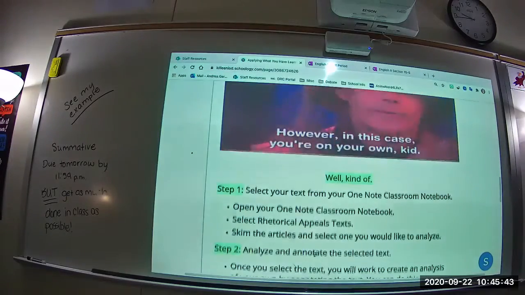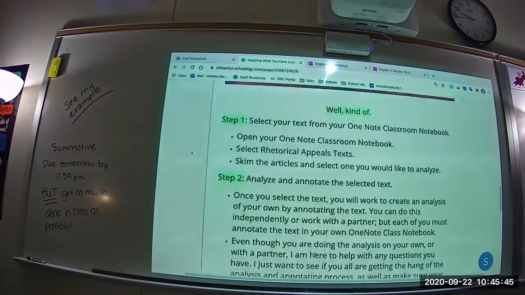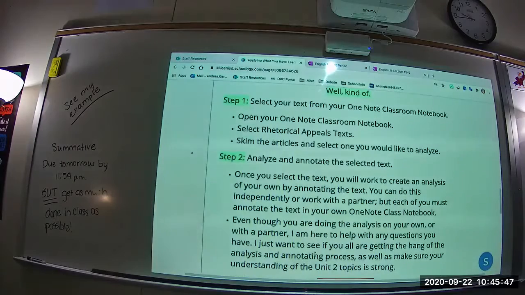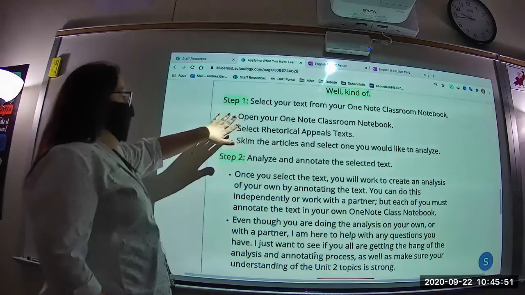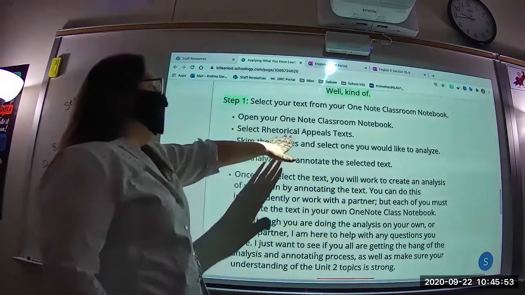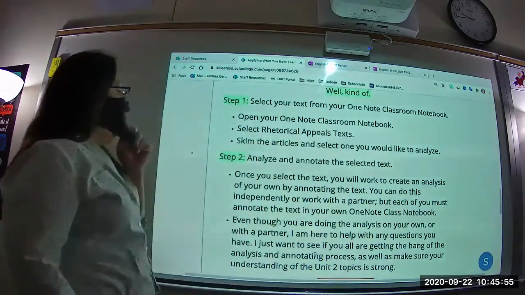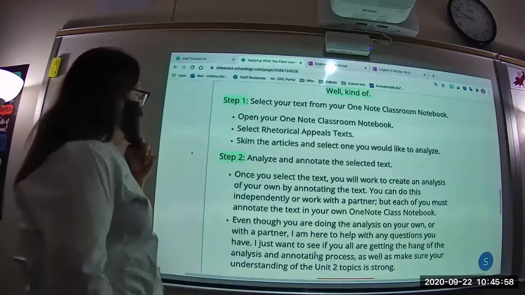So you're going to be doing this on your own, well, kind of, because what you're going to do is select your text from the OneNote classroom notebook, and I'm going to show you in a minute. You're going to open the notebook and use the rhetorical appeals text, and then skim the articles and select one you'd like to analyze.